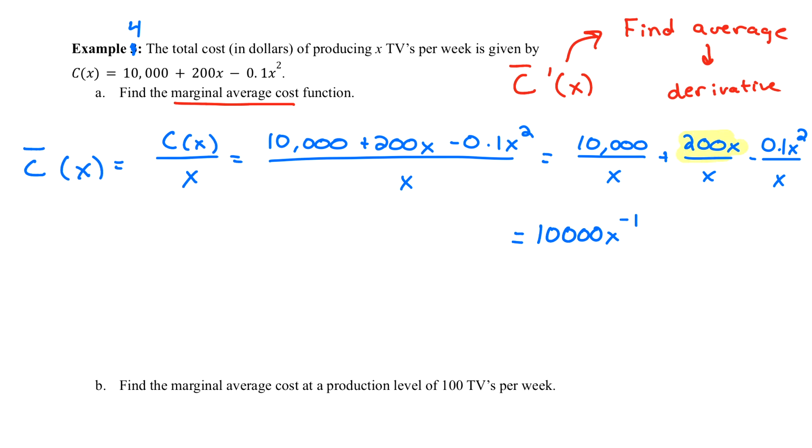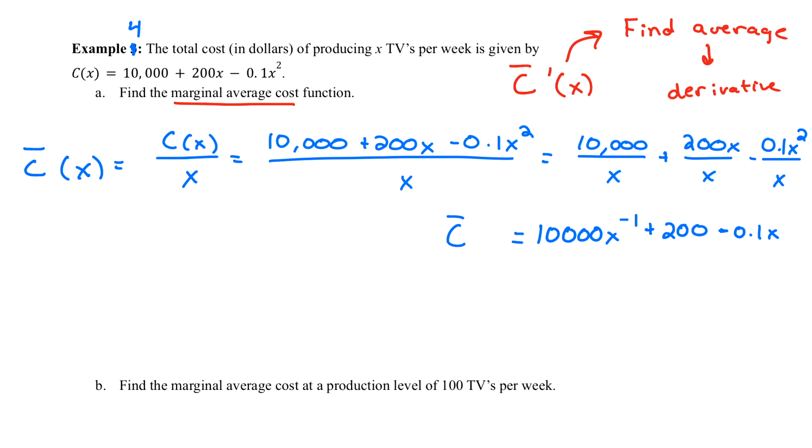The next 2 terms should be a little bit easier. Here I have 200X divided by X. Well, we can just cancel our X's and we're left with 200. And then for our last term, we have negative 0.1 X squared divided by X. Here we can cancel a power of X and we're left with minus 0.1 X. Now be careful. I have not actually taken the derivative yet. I've only written this in a way so that I can take the derivative.